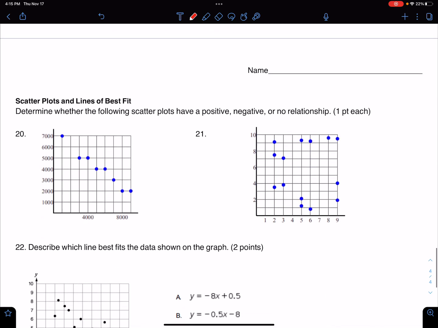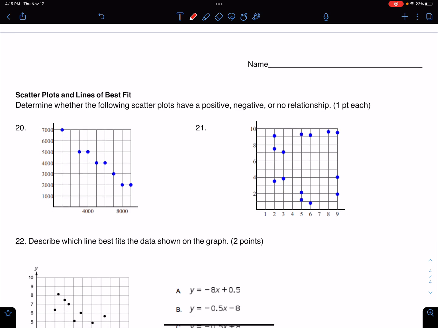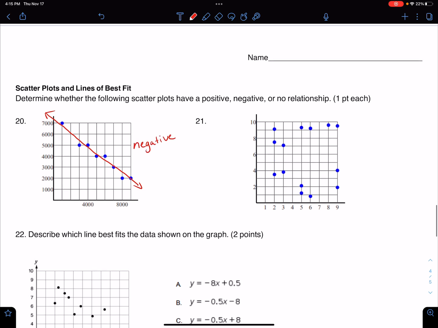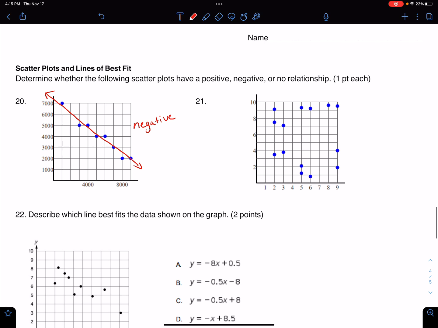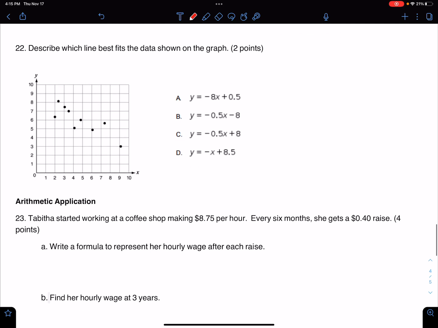It says determine whether the following scatter plots have a positive, negative, or no relationship. So if you're looking at this one, it looks like it has a negative line. So I'm going to say negative. If you're looking at number 21, there's absolutely no relationship at all. So we write no relationship. Number 22 says describe which line best fits the data shown.